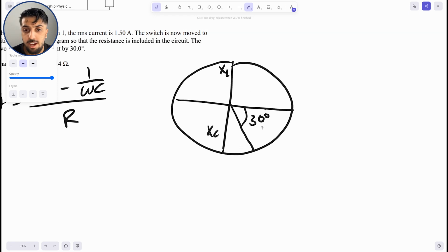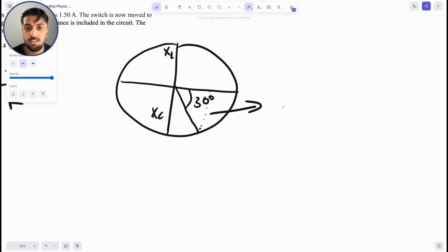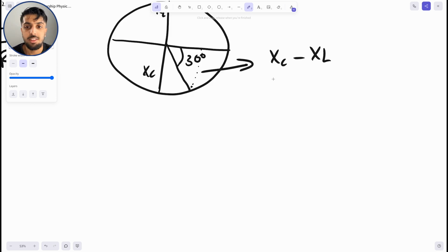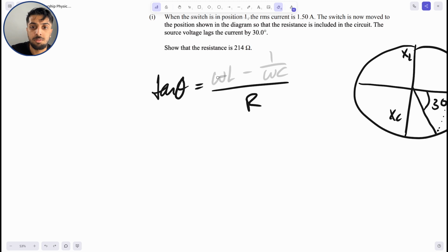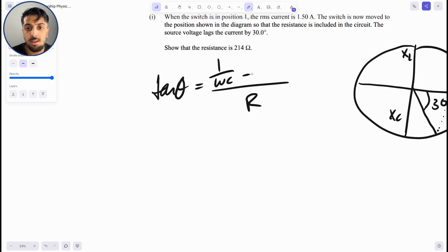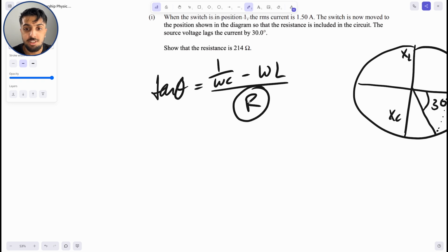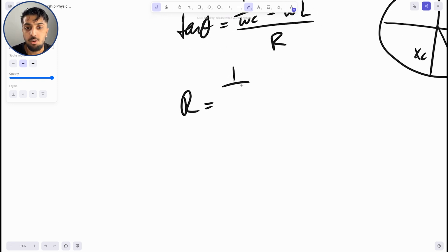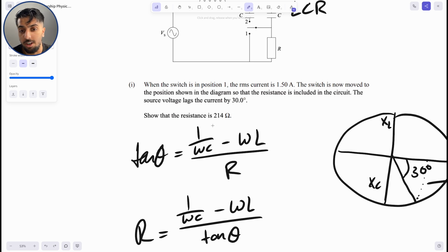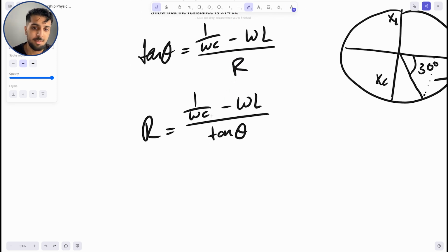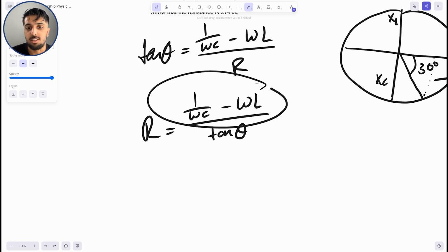And so if we create our right angle triangle, this right here is XC minus XL, and therefore that's 1 over omega C minus omega L. And therefore we can replace this top part with 1 over omega C minus omega L. Now we can rearrange for resistance, and we get R is equal to 1 over omega C minus omega L all over tan theta. Now we know our theta is 30 degrees as it's given right there, but we do not know the value of our omega as we are not given a frequency, and we don't know our capacitance nor our inductance. So how do we find this value up top?